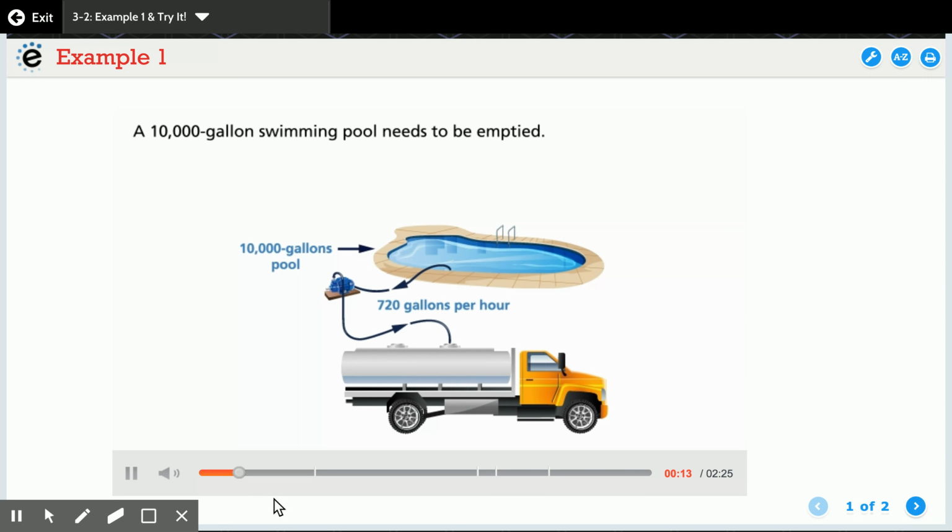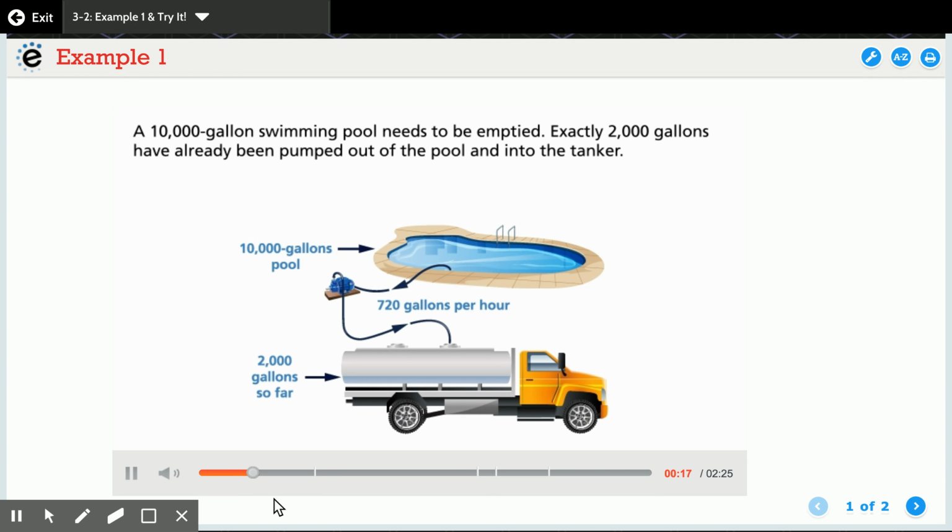A 10,000-gallon swimming pool needs to be emptied. 2,000 gallons have already been pumped out of the pool and into the tanker. You can tell from the diagram that the pump moves 720 gallons of water per hour. How can you determine how long it will take to pump all of the water into the tanker?